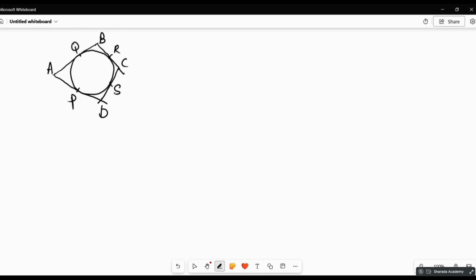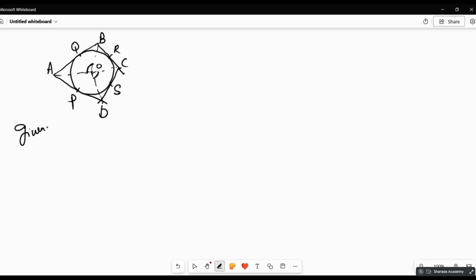Now the next one. Prove that opposite sides of a quadrilateral circumscribing a circle subtend supplementary angles at the center of the circle. So the quadrilateral will make the opposite angles here with the circle like this. So this is AOB and this is COD. We have to prove that AOB plus COD is equal to 180 degrees. We have to prove that the sum of these two angles is equal to 180 degrees. Okay.